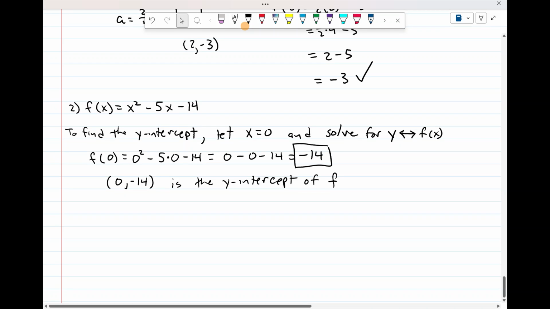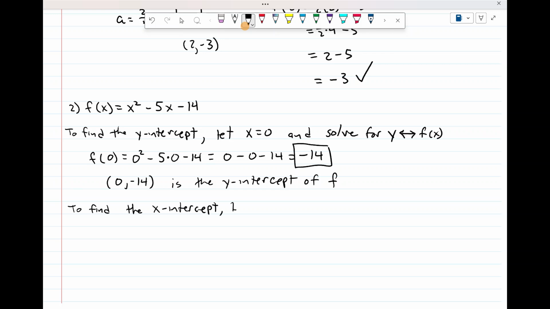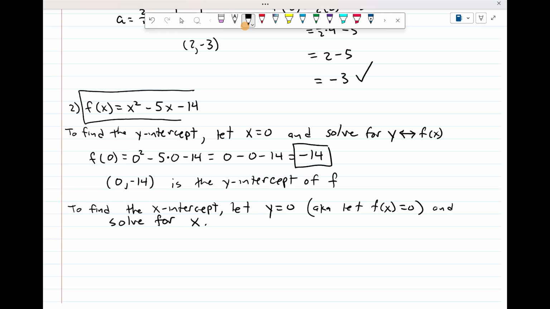All right, next let's find the x-intercept, or possibly the x-intercepts. There might be more than one. To find the x-intercept, let y equal 0, aka let f of x equal 0, and solve for x. So I'm going to just take this equation right here, and I'm going to rewrite it with f of x equal to 0. And what we end up with is a quadratic equation, and we need to solve this quadratic equation. We need to solve for x.